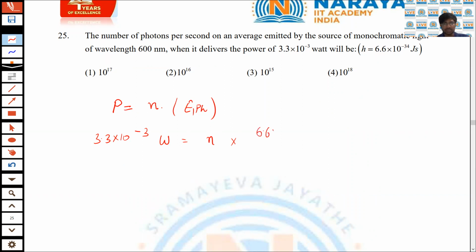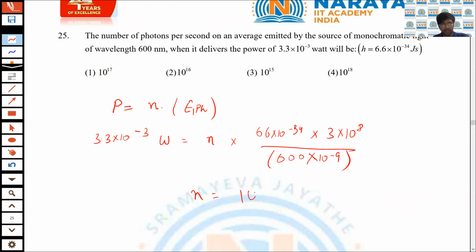The value of h is 6.6 × 10^-34, times 3 × 10^8, divided by lambda, which is 600 × 10^-9. We have to convert this into SI units. Now the value of n is coming out to be 10^16, which basically means the second option is the correct option.